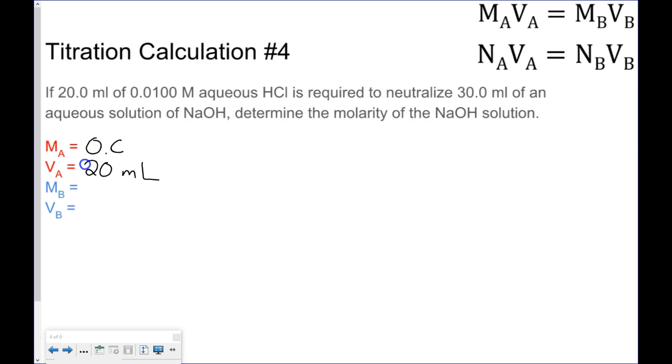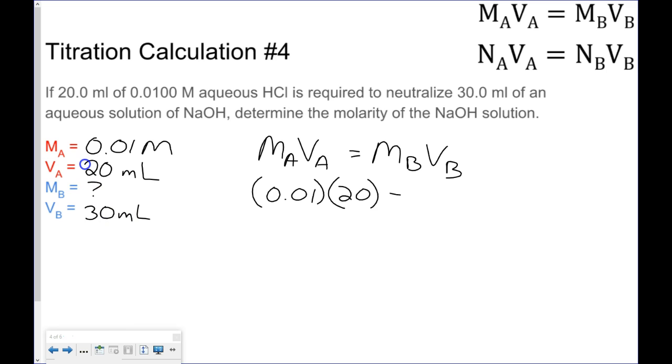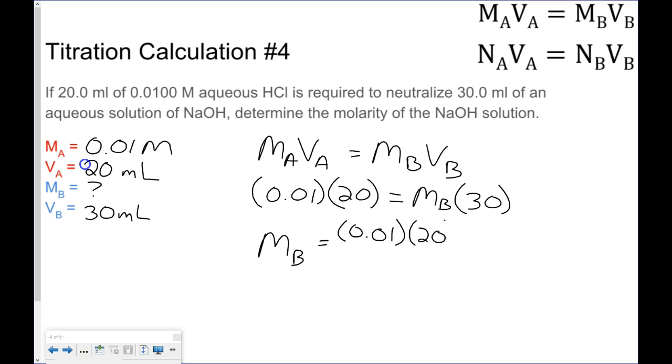All right, this next one here, my volume of acid is going to be 20 mLs of 0.01 molar aqueous hydrochloric acid. My volume of the base is 30 mLs. The molarity is my unknown here. Again, using the equation, I'm going to substitute in the values that I know. The molarity of the base is going to be the unknown. 0.01 times 20 divided by 30 is going to give me 0.0067 molar for my base.